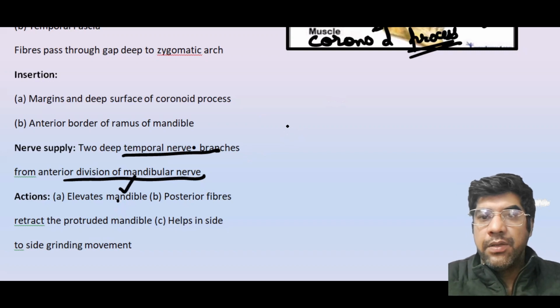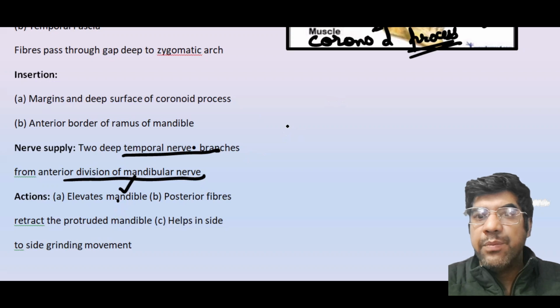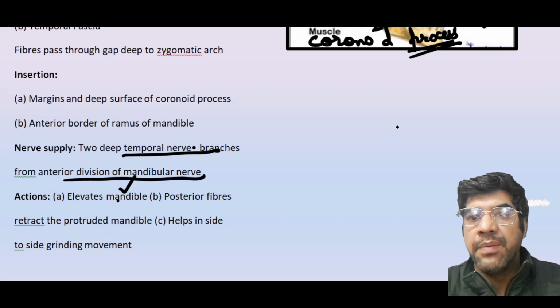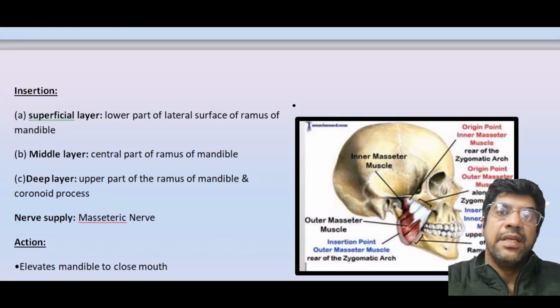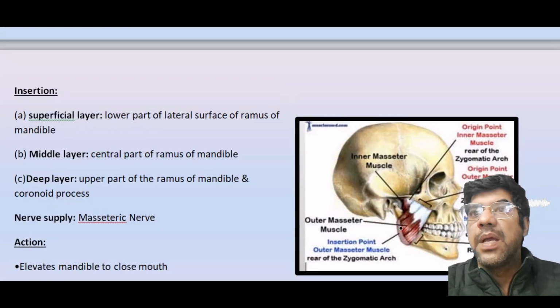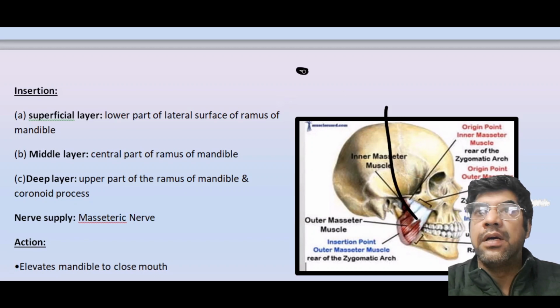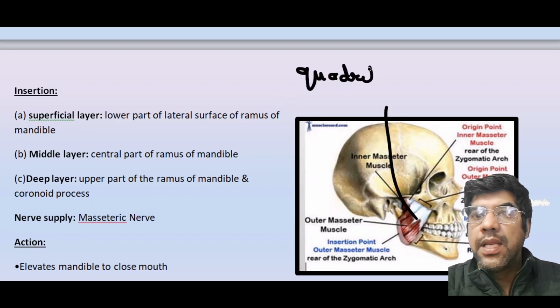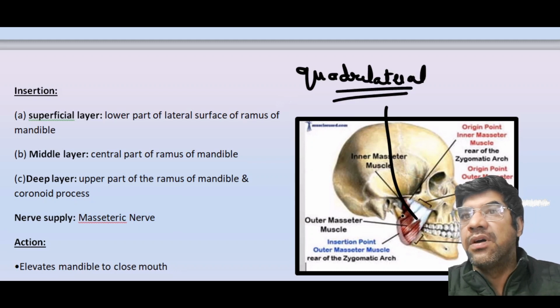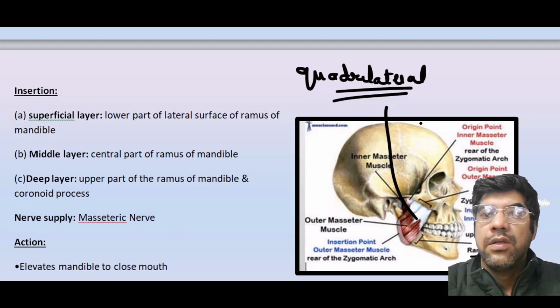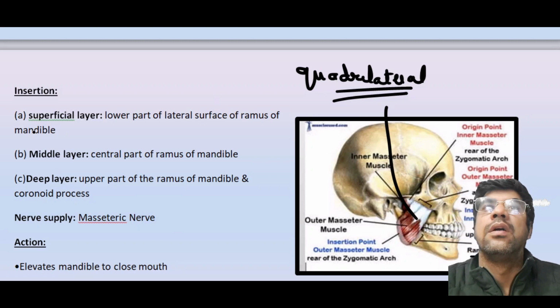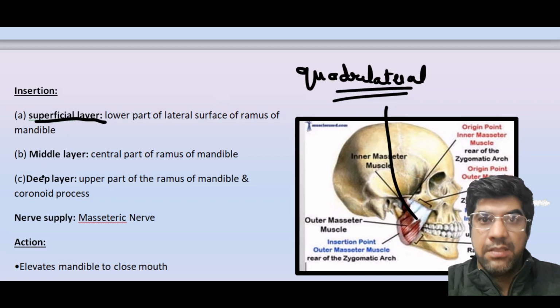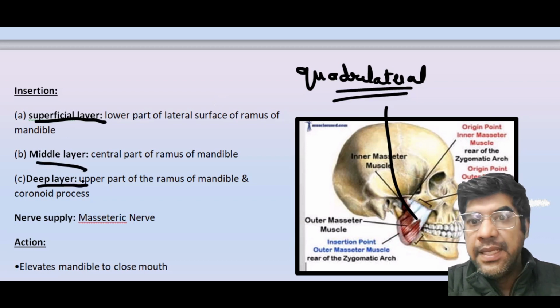Apart from that, you can perform a side to side grinding movement. The posterior fibers would retract the protruded mandible. The next muscle is the masseter muscle. Remember this masseter muscle, it's a quadrilateral muscle that covers the ramus of the mandible. So it has three layers: the superficial layer, middle layer and the deep layer.